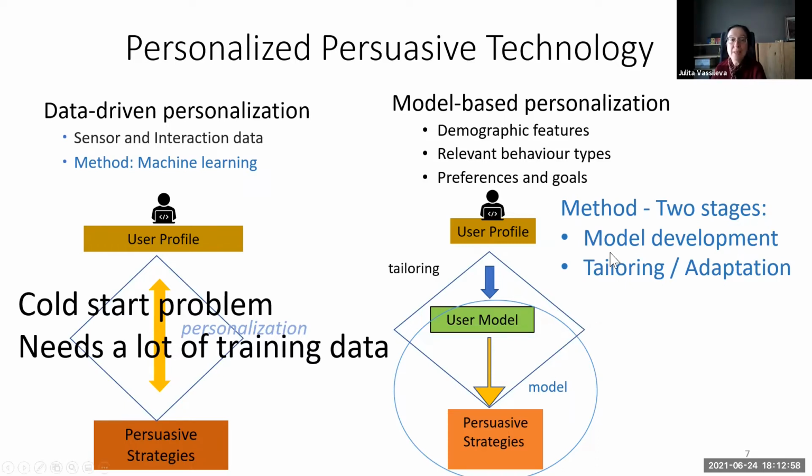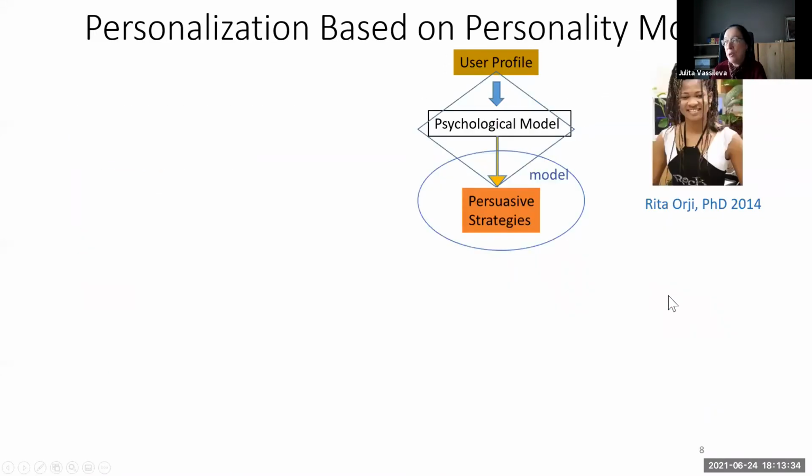And on the other side, strategies: in these studies, they also seek to see how users with particular personality type or demographics respond to a selection of persuasive strategies of interest for a particular application or a particular domain. So once the model is developed, this model then can be used to tailor the persuasive intervention to the particular user if we know the demographic features or the psychological type of the user. So I will illustrate now this approach, and I will be using Rita's slides from her PhD defense.